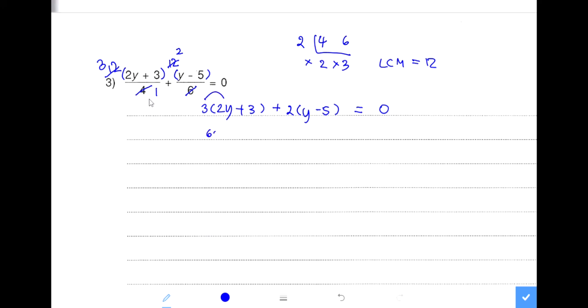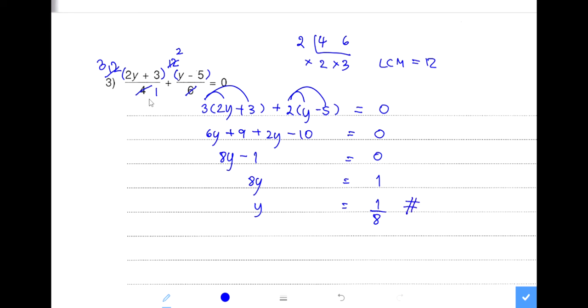3 times 2 is 6y. 3 times 3 is 9. 2 times y is 2y. 2 times 5 is negative 10, and that equals 0. So just do the math now. 6y plus 2y is 8y. 9 minus 10 is minus 1. That's equal to 0. So 8y is 1, because moving minus 1 to the other side makes it 1. So y is equal to 1 over 8, dividing by 8 there. Yep, finished. Very easy.